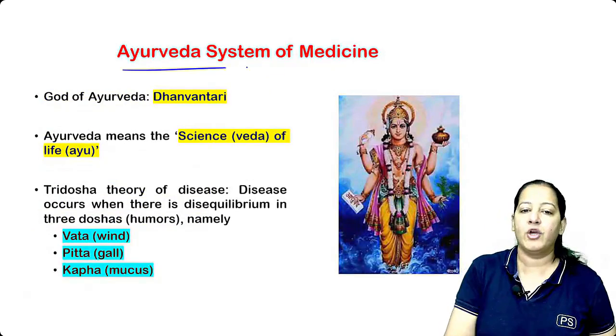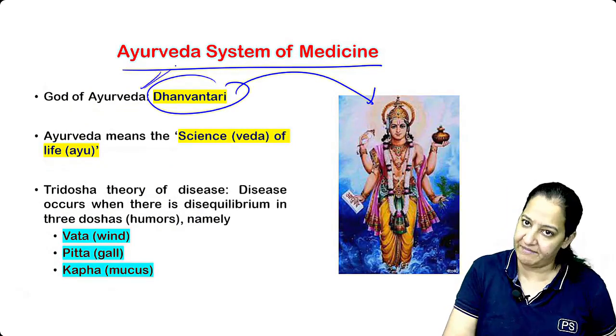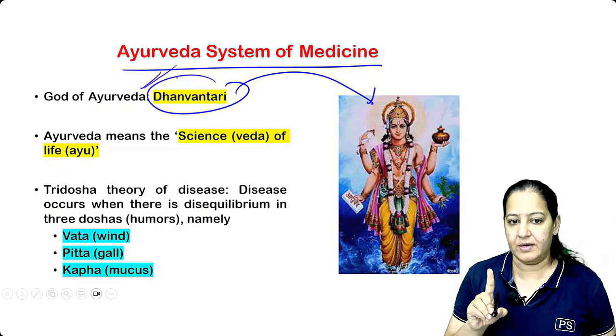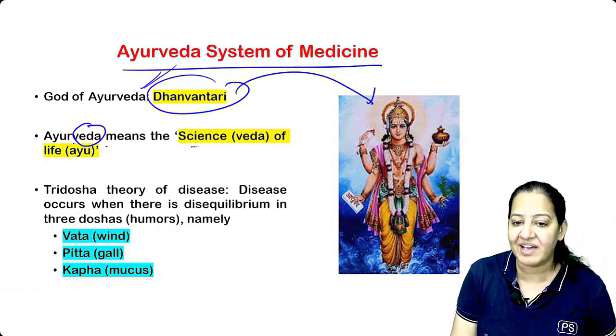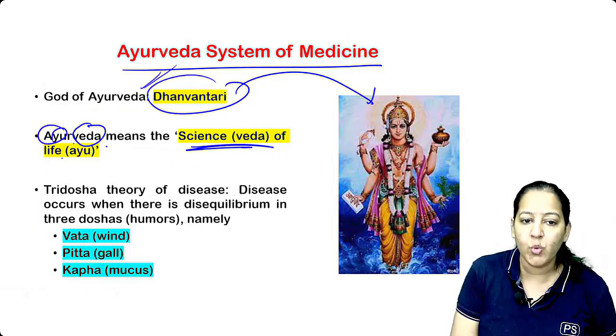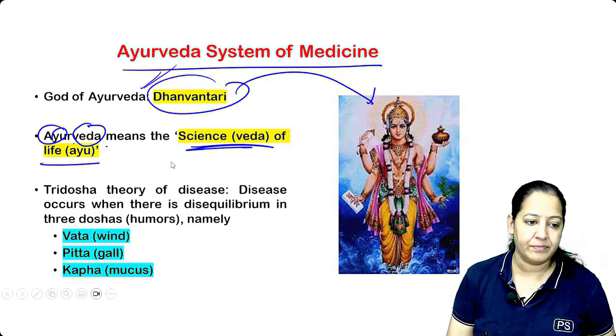Coming to Ayurveda, who is the god of Ayurveda? Dhanvantri. Dhanvantri is the god. It's a PYQ. Dhanvantri is the god of Ayurveda. Veda means science, and Ayu means life. So it's a science of life. Ayurveda.